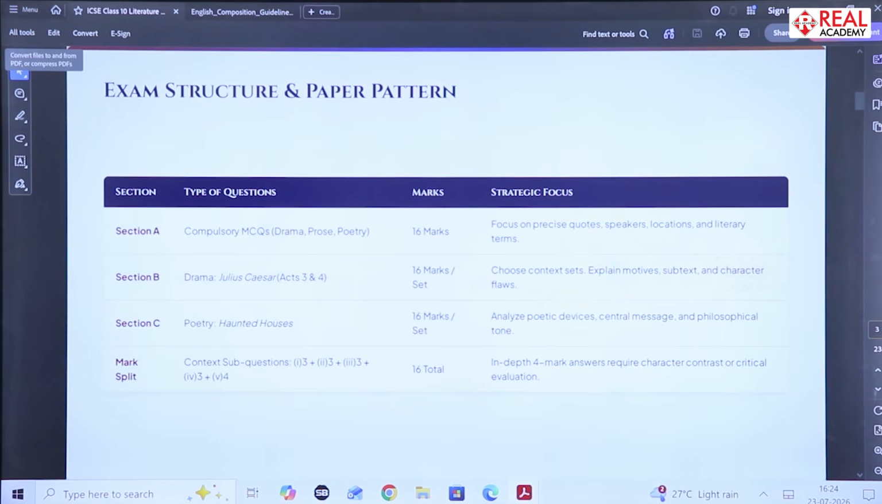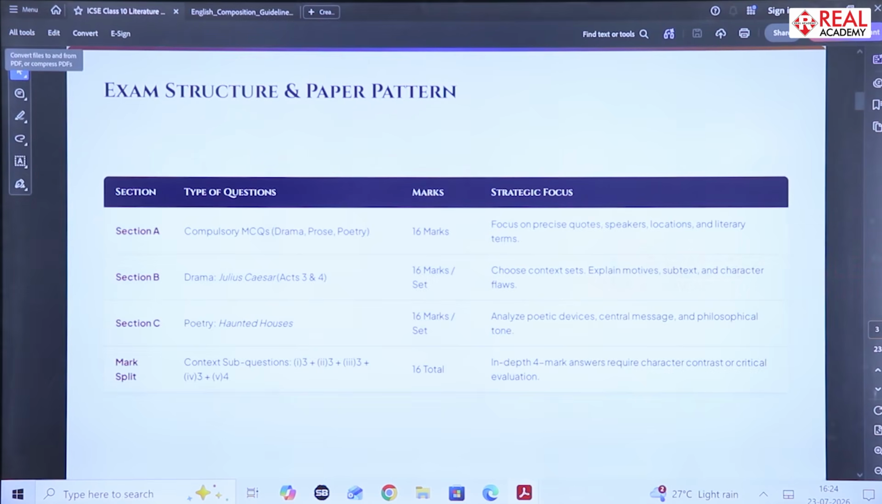Section A is compulsory MCQs. It will have drama, poetry, and prose, for 16 marks. The strategic focus to emphasize here is precise quotes, speakers, location, and literary terms. Moving to Section B, the drama section, that is Julius Caesar, where in this exam you will have Act 3 and Act 4, for 16 marks.